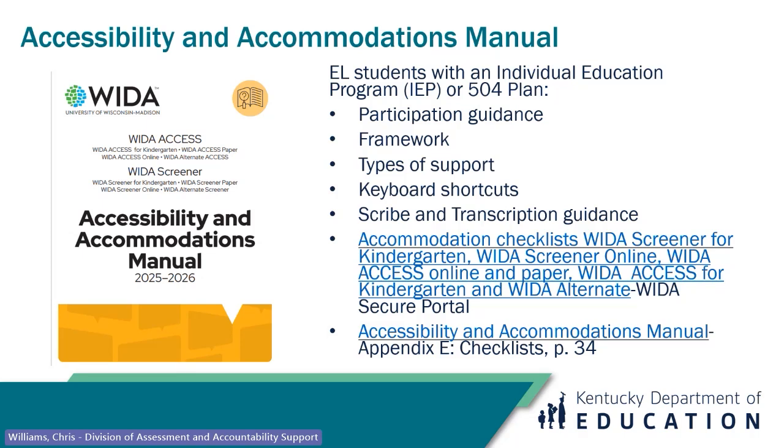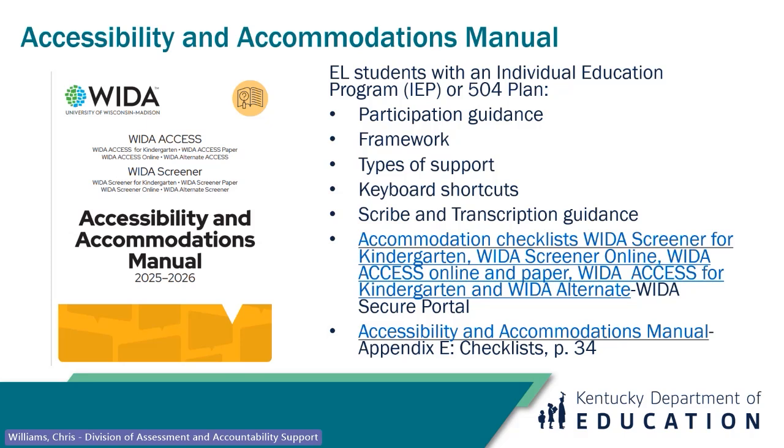For those, there's also the checklist that you need to print out, and you can get those through the WIDA Secure portal, and you can also see those at the back of the manual as well. But to get the printout, you can go to the WIDA Secure portal and get those accommodation checklists, both for the screener for kindergarten and for the WIDA Screener Online. Also, with this accessibility and accommodations manual, you'll see the Appendix E for those checklists that I was talking about on page 34.